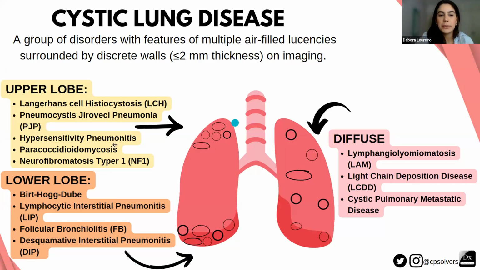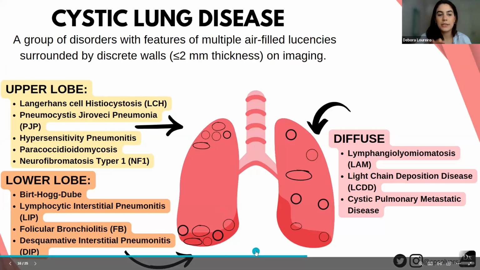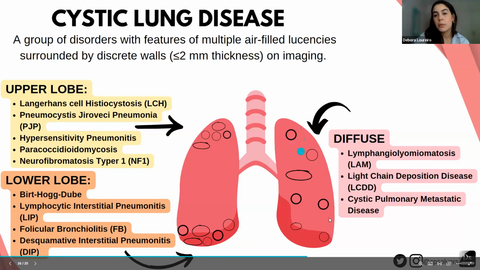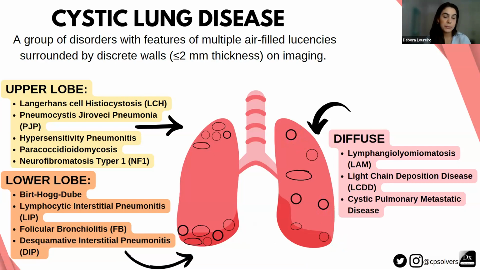So none of those, but it is a good schema for knowing what we should think about when we see a patient with cysts. And going to the other side, we have the diffuse. That was our case. The first differential is LAM. The second is light chain deposition disease, a lymphoproliferative disease associated with multiple myeloma. And the third could be cystic pulmonary metastasis, which is normally from a malignancy.